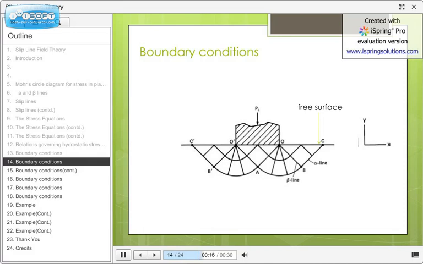CB is the alpha line and OB is the beta line, and both the lines are perpendicular to each other. However, this figure shows one of the possible stress fields in a plane strain indentation. However, other stress fields are also possible.